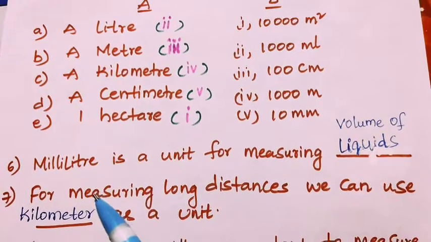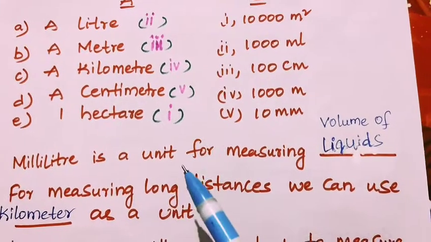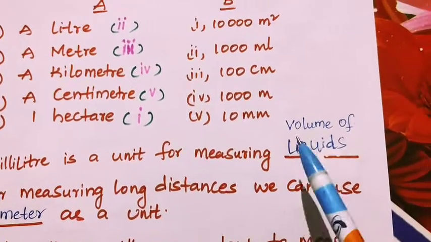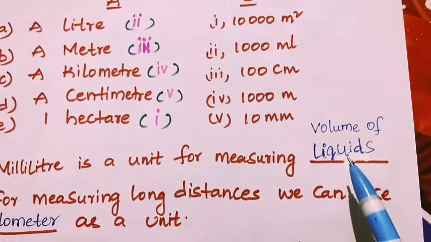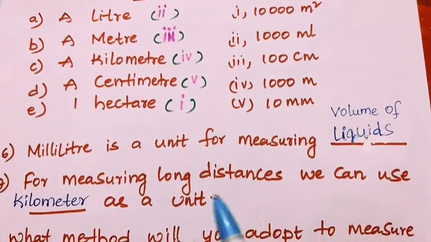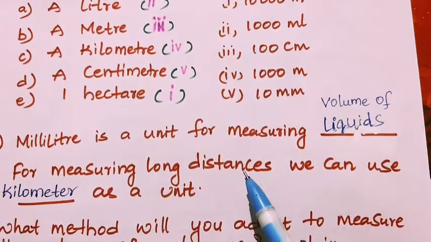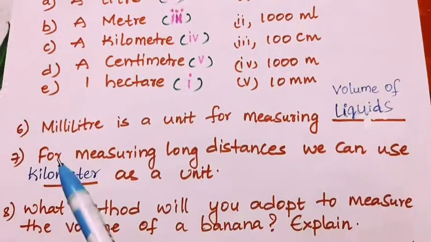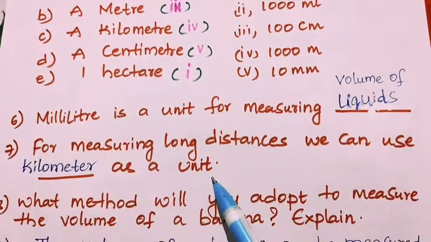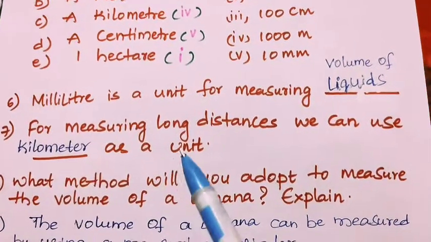Next, fill in the blanks. Milliliter is a unit for measuring volume of liquids. So, milliliter is a unit for measuring the volume of liquids. Next, for measuring long distances, we can use kilometer as a unit. For measuring long distances, we use kilometer as a unit.